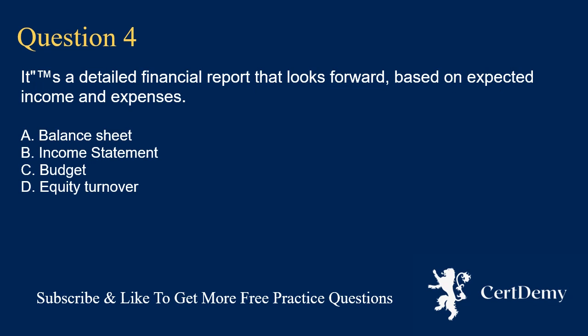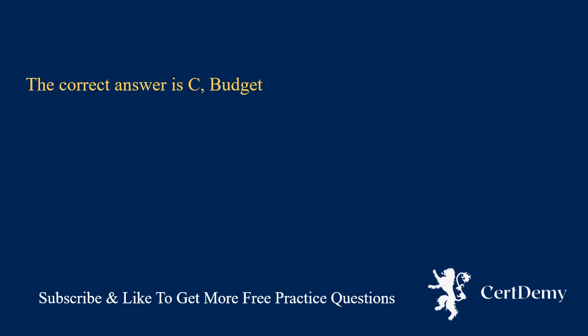Question 4. It is a detailed financial report that looks forward, based on expected income and expenses. A. Balance sheet. B. Income statement. C. Budget. D. Equity turnover. The correct answer is C. Budget.